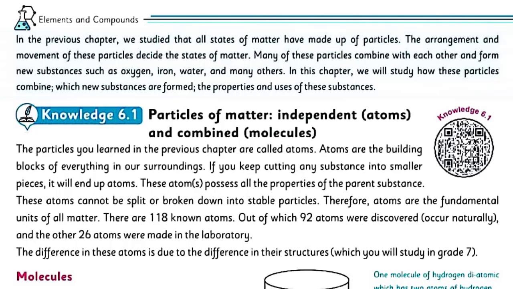In the previous chapter, we studied that all states of matter are made up of particles. The arrangement and movement of these particles decide the states of matter. Many of these particles combine with each other and form new substances such as oxygen, iron, water, and many others. In this chapter, we will study how these particles combine, which new substances are formed, and the properties and uses of these substances.